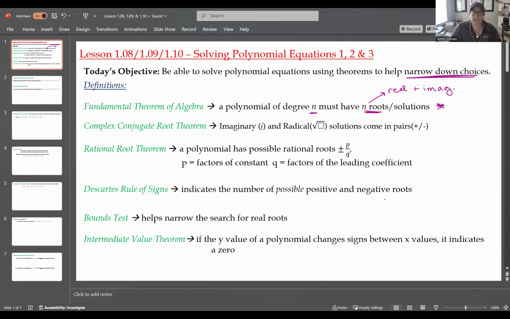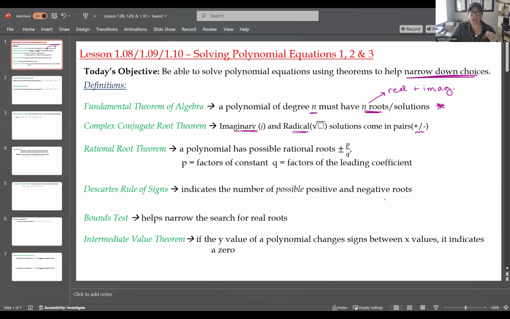Right? Our next theorem here is the complex conjugate root theorem. This is important because it tells us, as you see here, about our imaginary answers and our radical answers, so something with a square root. These must come in pairs. You will always have the positive and the negative version. So what that means is if we're thinking about imaginaries, it's impossible to have only one imaginary answer or three or five. You must always have an even amount.